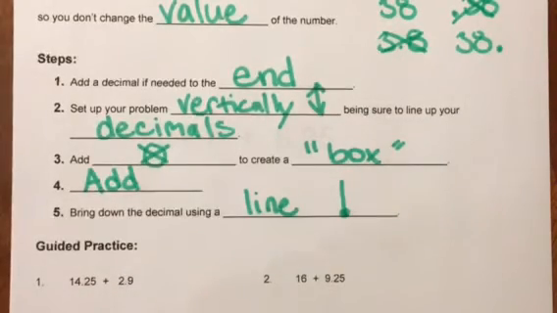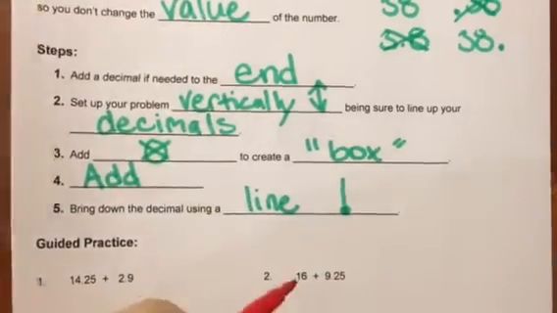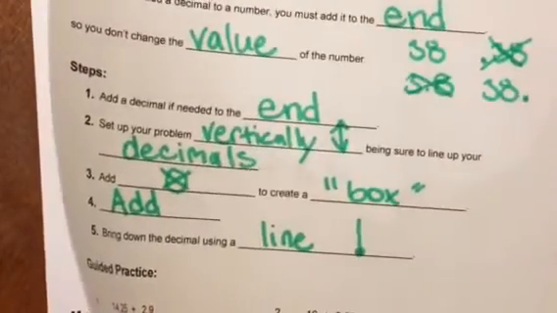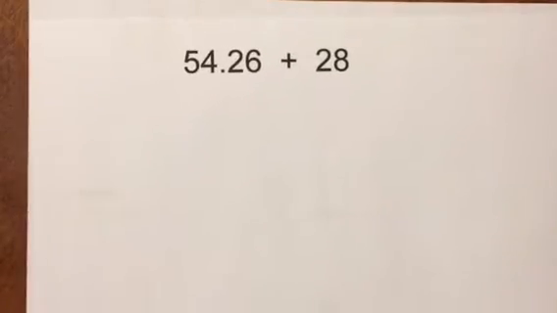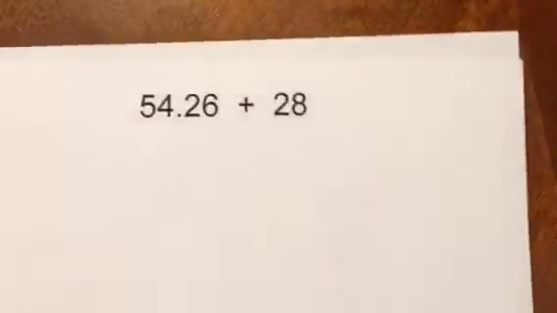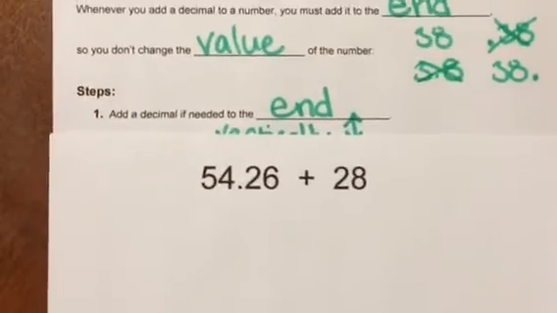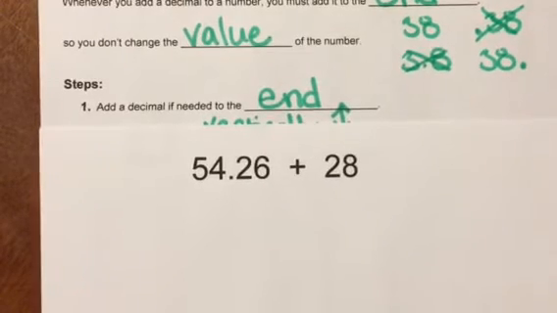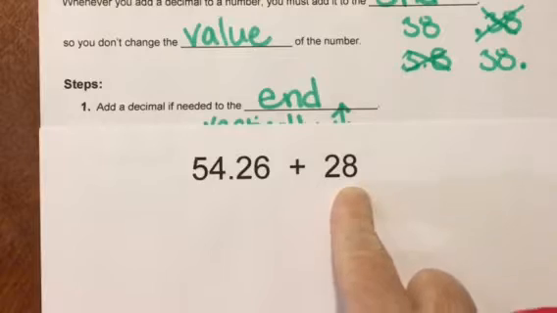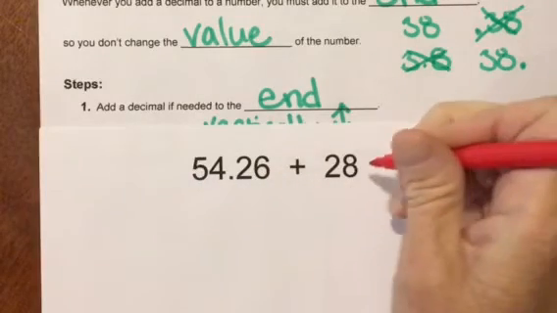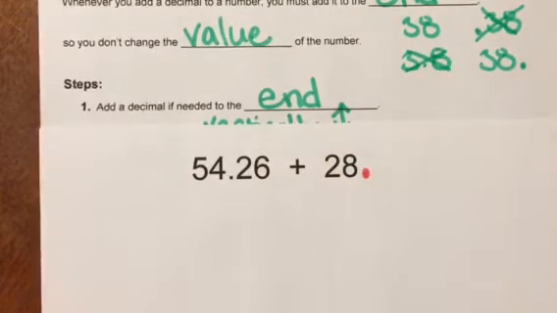Okay, so what does this really look like? Well, if you're really good with addition and you're good with carrying, there's not going to be much new to this. Okay, so my first problem looks like this. Let's look at our steps again. So let me get my papers ready. Add a decimal to the end if needed. Well, this one has a decimal. Oops, this one does not, and I want them all to have a decimal. So I'm going to add it to the end.